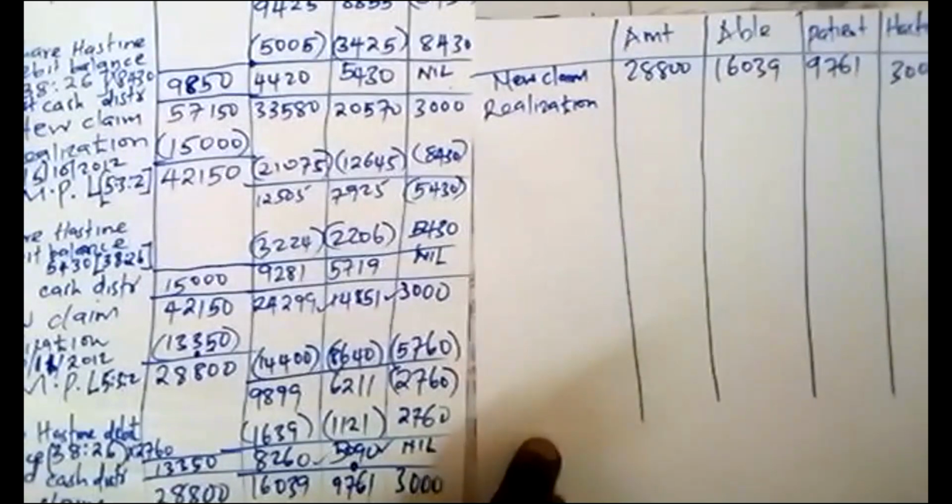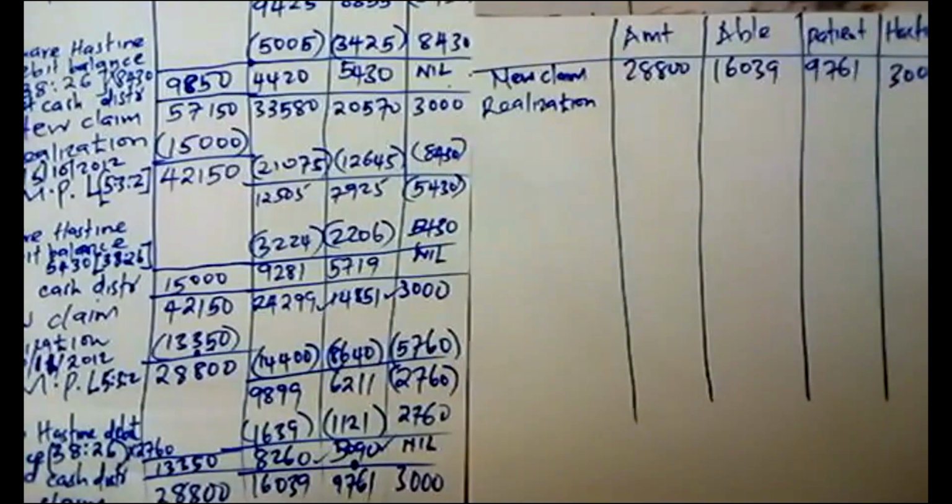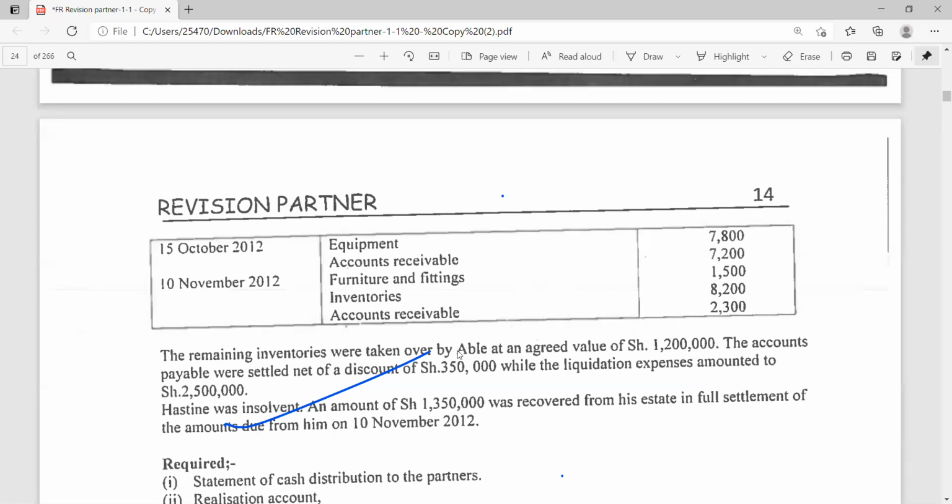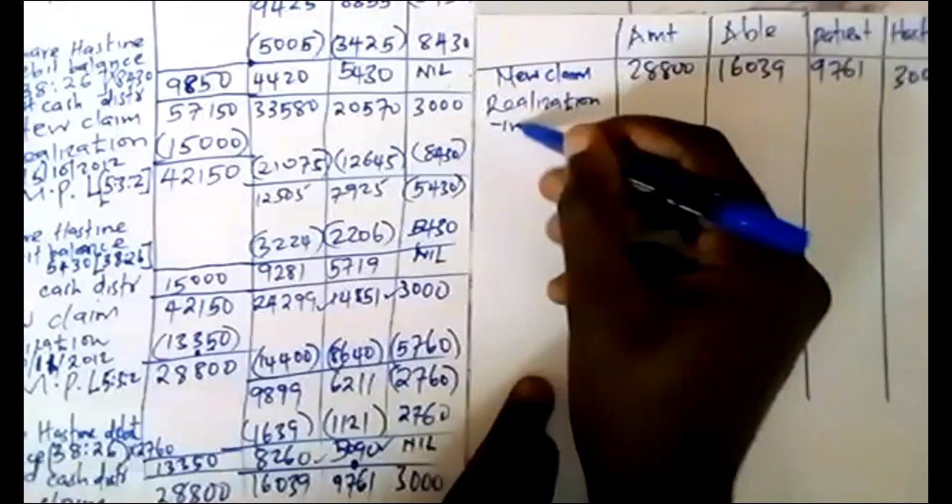So was there another realization which was remaining after 10 November? No. But somewhere they mentioned that the remaining inventories were taken over by Able at an agreed value of 1.2. So Able tried to reduce what he was claiming. Able said that since I am claiming 16,039 and I see that realizations are over, let me take the inventory which was there, so that at least my claim can reduce. So he took inventory, 1.2. So you have to reduce the 1.2 as inventory.